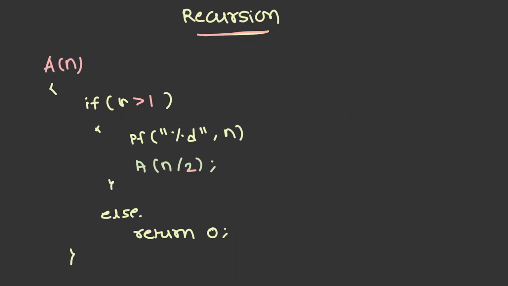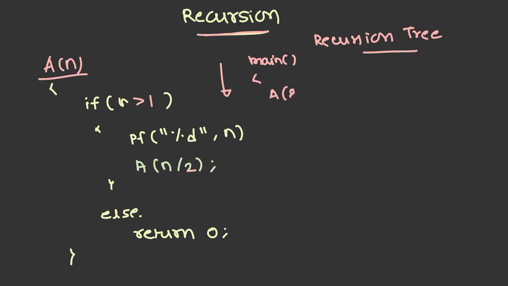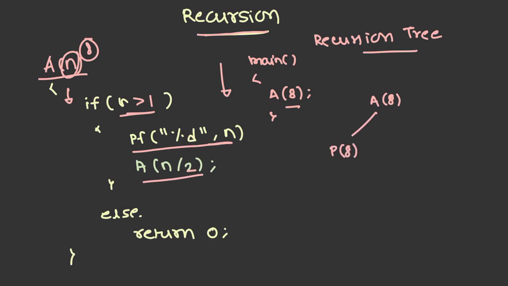Now let's try to solve the same example with the help of a recursion tree. Let's assume in the main function, the function a has been called with a parameter of 8. So the actual argument is 8 and the formal argument is n, which is also 8 in this case. Initially a of 8 has been called and it enters the condition. Now this condition is satisfied. The value of n is 8 here, so 8 has to be printed. Followed by that, a function call has been made to a of 4. Now the value of n is 4 and the execution continues.